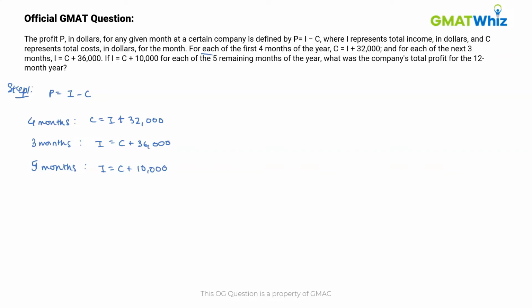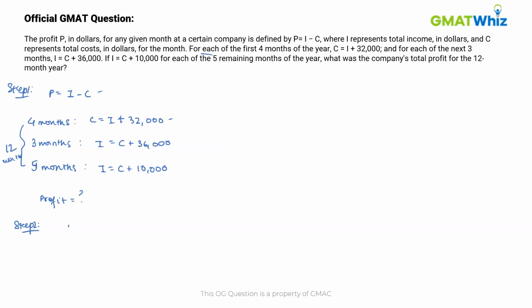We have to find the company's total profit for the 12-month year. Keep in mind all these add up to give us the profit for 12 months. To understand how to find the profit and solve this question, let's move on to step 2 and change these equations into this form.